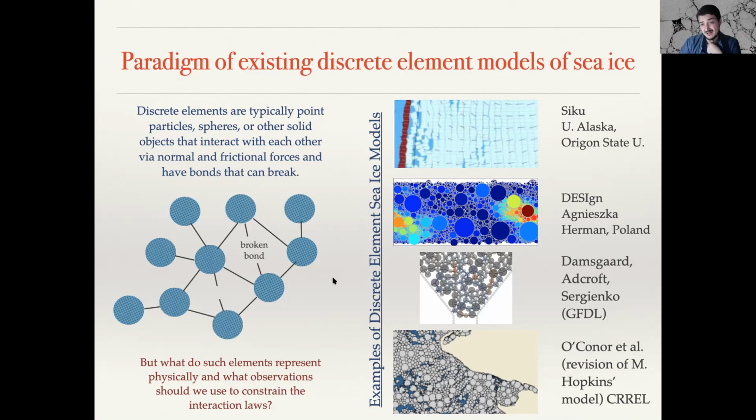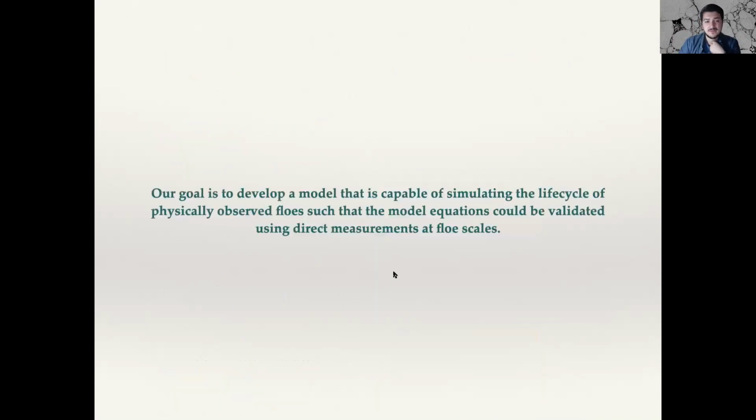Such that the shape of it comes out as a solution of the model. So this is our goal over here, right? We want to simulate the life cycle of a physically observed floe. And of course, the hope, as with any small scale model, is that we'll be able to validate this kind of floe interaction rules based on direct measurements at the scale of floes. Of course, it's difficult to do, but that's the goal.